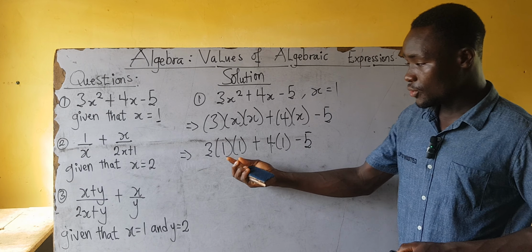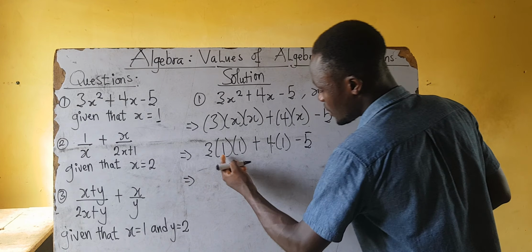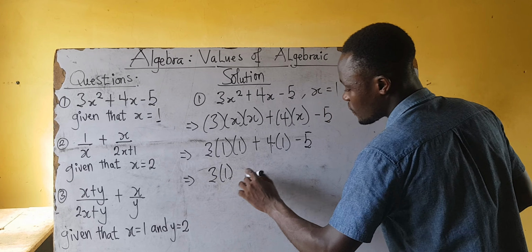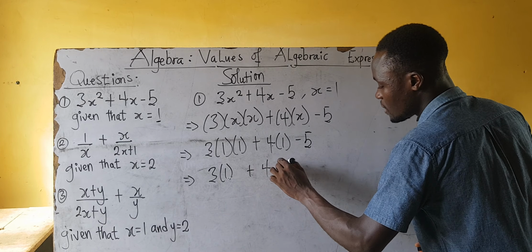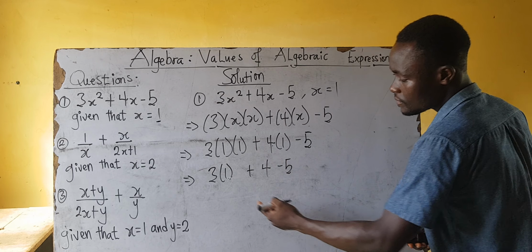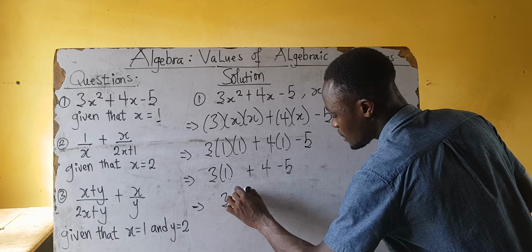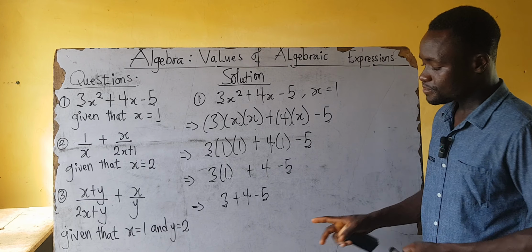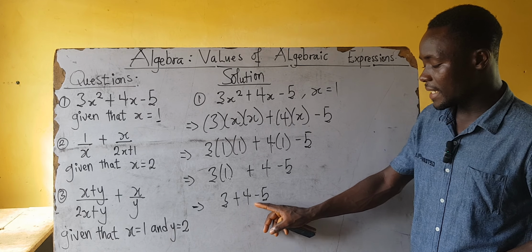What I'm going to do is tackle what I have in the brackets, then afterwards I will multiply. Here I have 1 times 1, which gives me 1. So here I have 1 in the bracket, then plus 4 times 1 is 4, minus 5. Here I'm going to get 3 times 1 is 3, plus 4, minus 5. So over here, we have 3 plus 4 minus 5.